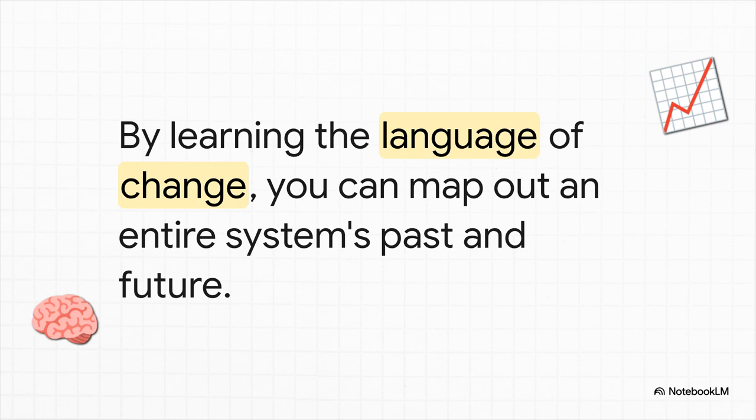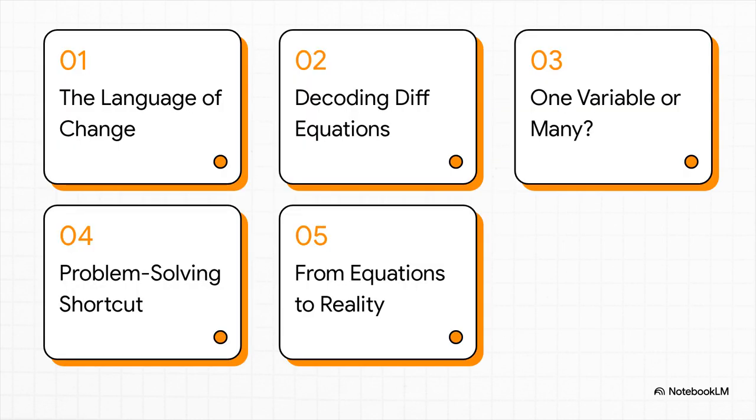See, once you know how something is changing at any single moment, you can basically trace its entire story, both into the past and into the future. So, here's our game plan for today. We'll start with the big idea of change itself. Then we'll decode what a differential equation actually is. We're going to look at the two main flavors they come in, introduce a really powerful shortcut for solving them, and then finally, see how all this math is literally shaping the world around us.